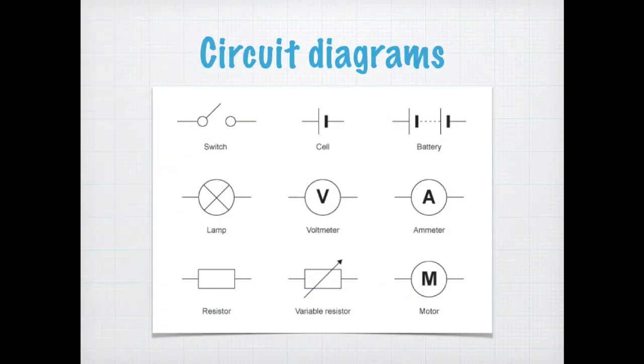Now we have to learn how to represent circuits in diagrams. So these are a few symbols that you should learn. Don't worry about the voltmeter, ammeter, motor, and even the variable resistor currently. We're going to discuss that in the next video when we discuss parallel and series combinations. In this video, just learn the symbols for switch, battery, cell, lamp, and resistor.